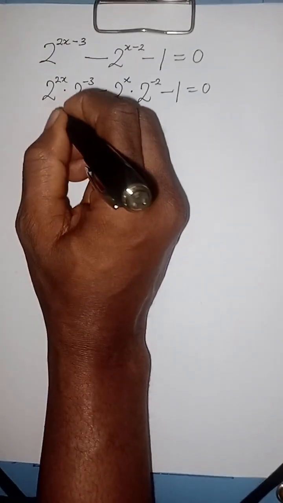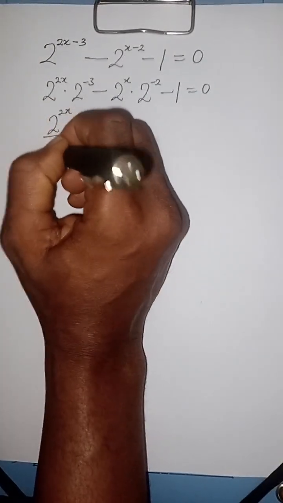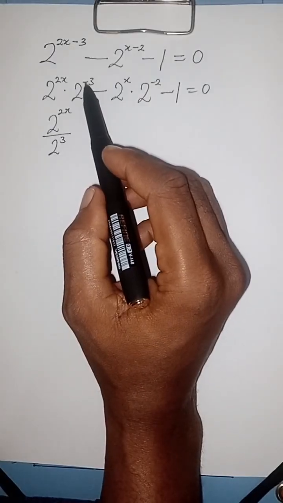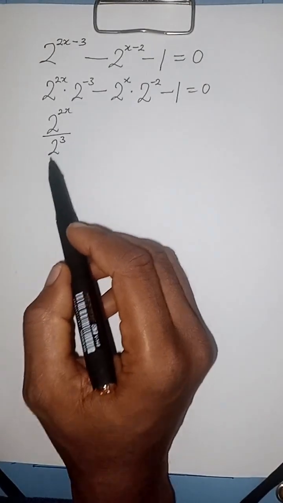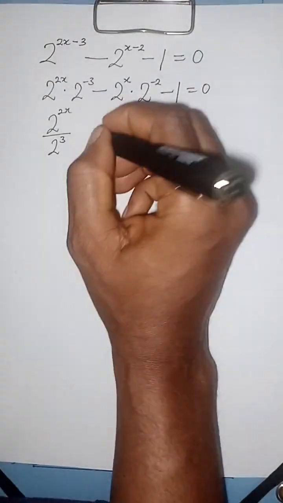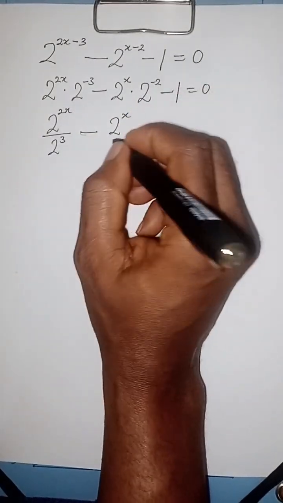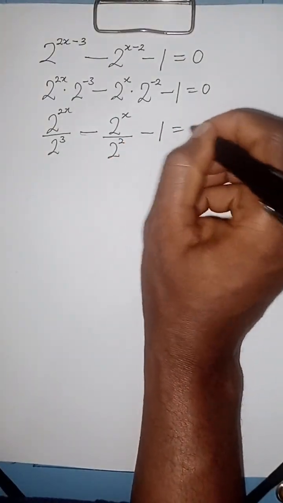This is 2 raised to the power 2x divided by 2 raised to the power 3. Inverse law. So this minus is inverse, and so this is the inverse: divided by 2 raised to the power 3. So the minus is gone. Minus 2 raised to the power x, and there's also an inverse here. So it becomes divided by 2 raised to the power 2, minus 1 equal to 0.